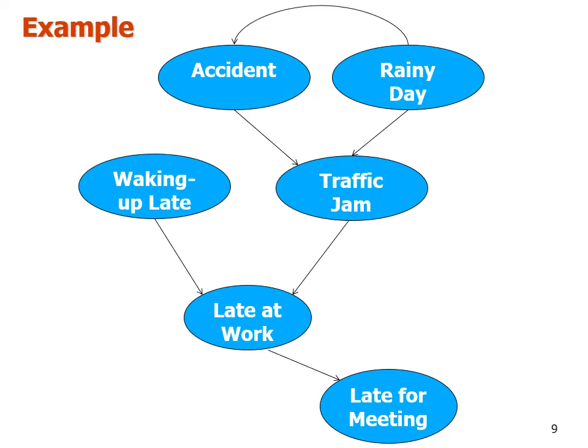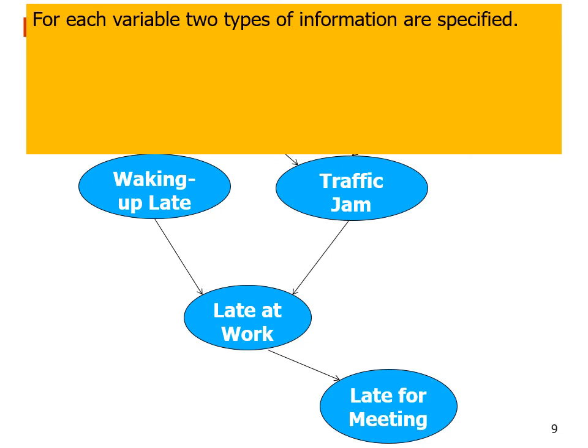Boolean variables. In general, a Bayesian network represents the joint probability distribution by specifying a set of conditional independence assumptions represented by a directed acyclic graph together with sets of local conditional probabilities. We know that each variable in the joint space is represented by a node in the Bayesian network. For each variable, two types of information are specified.